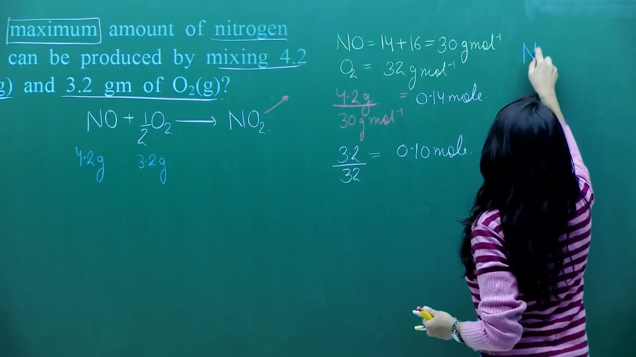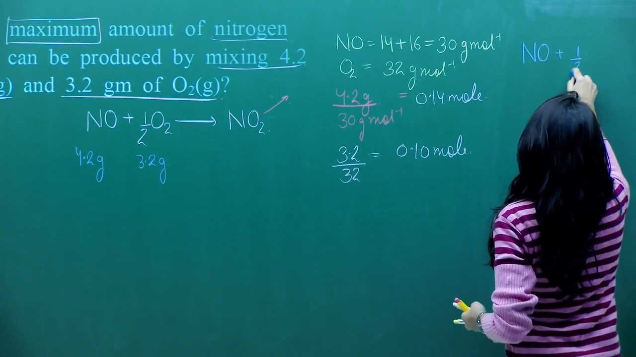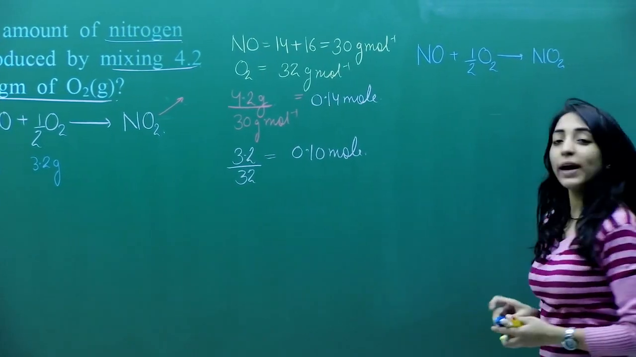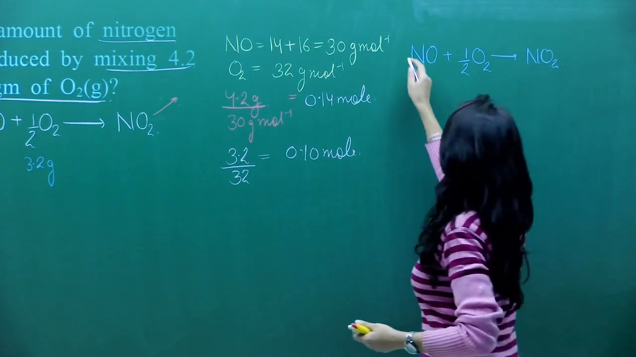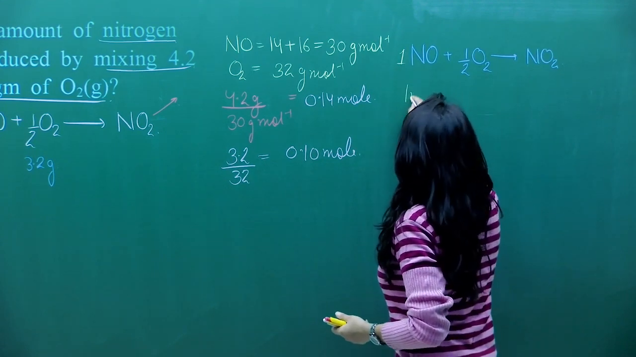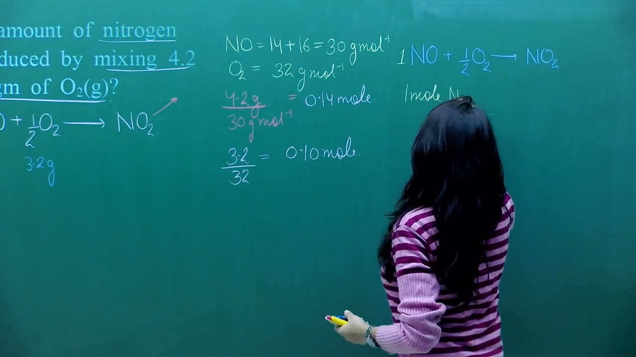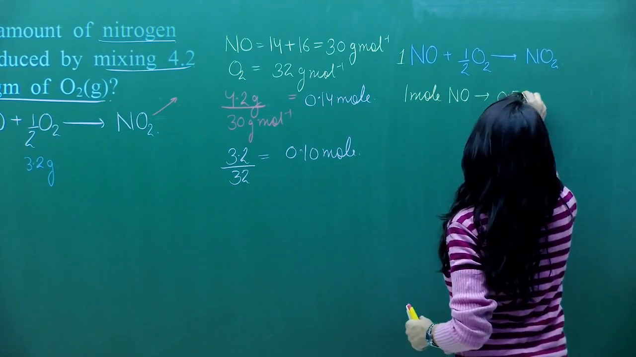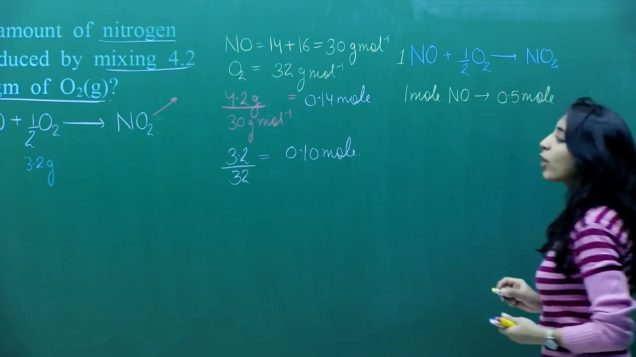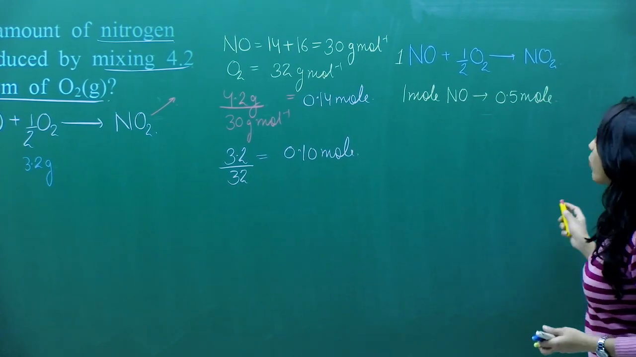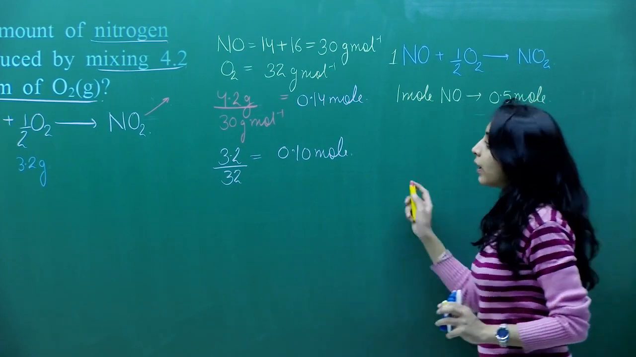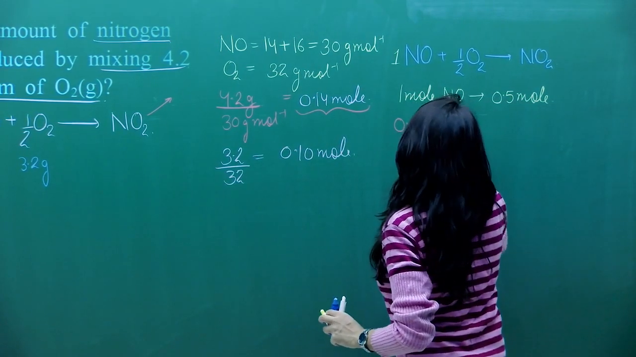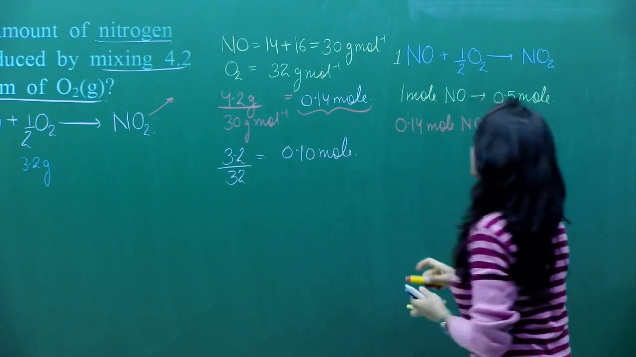Let us rewrite the equation. NO plus half O2 to form NO2, right? So guys, can I say 1 mole of NO needs how much oxygen to react? 0.5 moles of oxygen are required to react, right? How much do we have? 0.14 moles of NO will need how much?